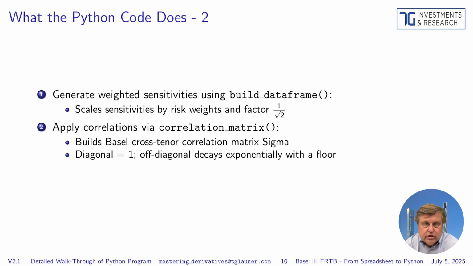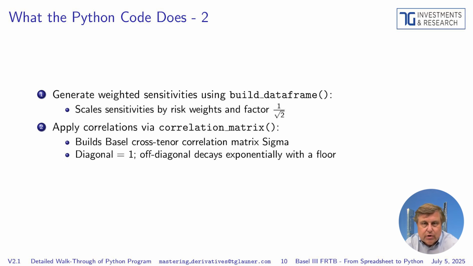Now, let's look at the second block of code. First, the code generates weighted sensitivities using the build data frame function. This step scales each sensitivity by its corresponding risk weight and multiplies by 1 divided by the square root of 2. The scaling standardizes the inputs for later aggregation.